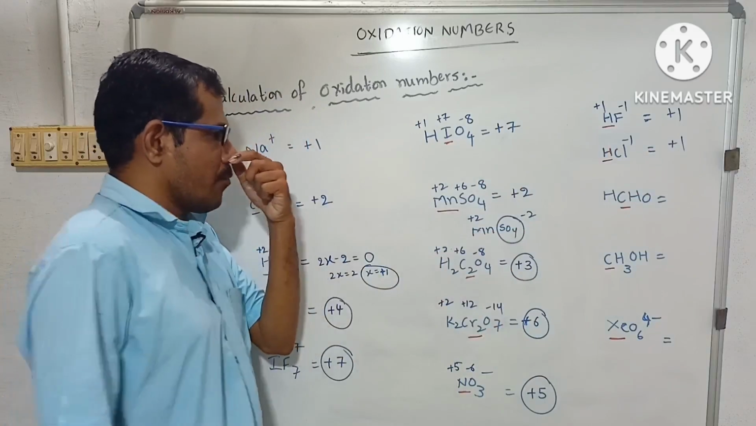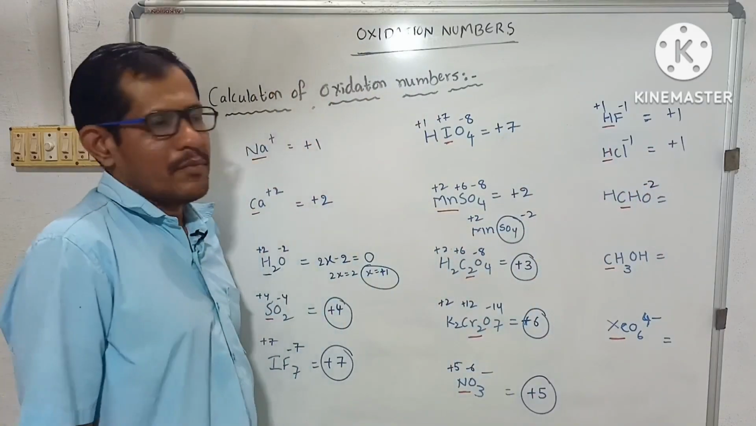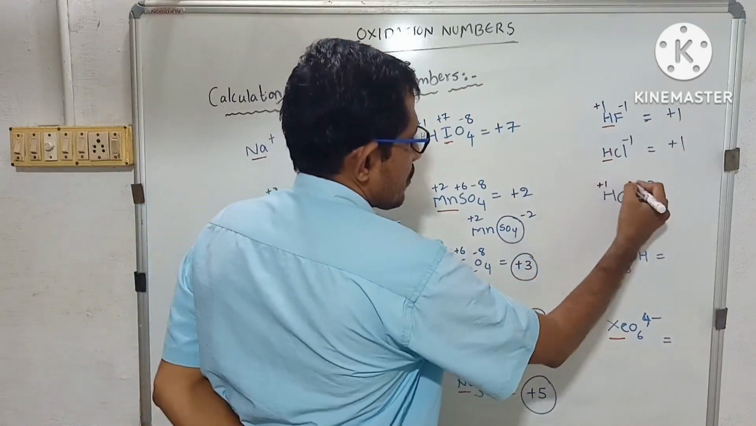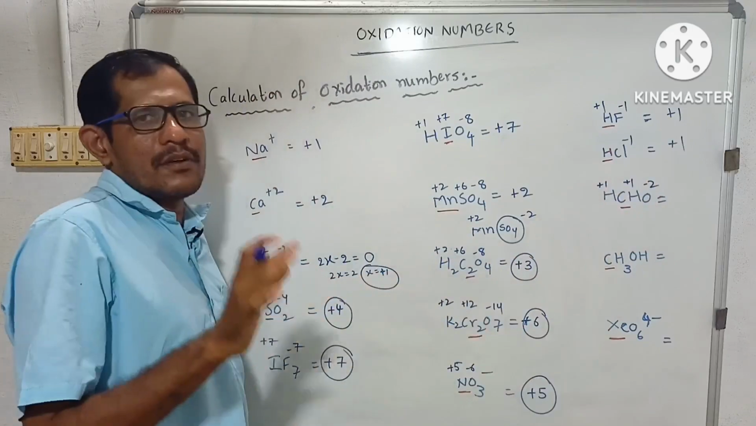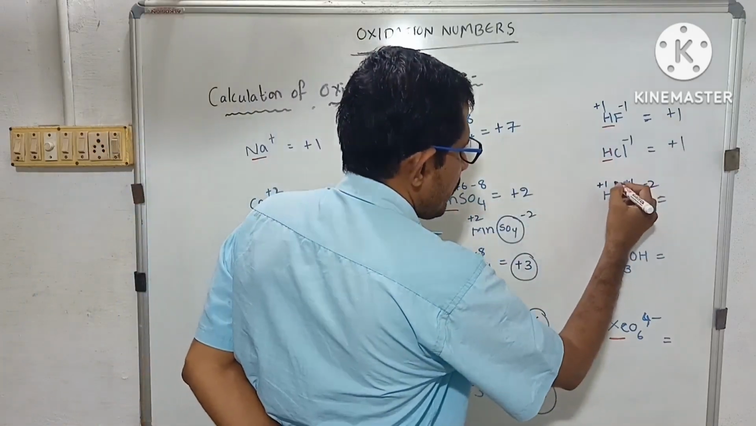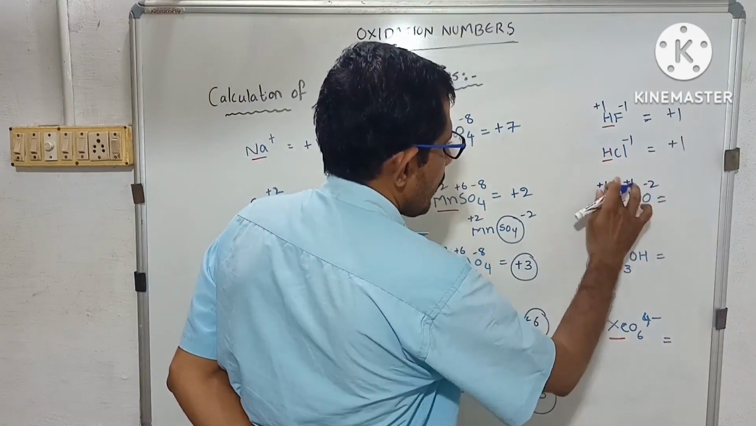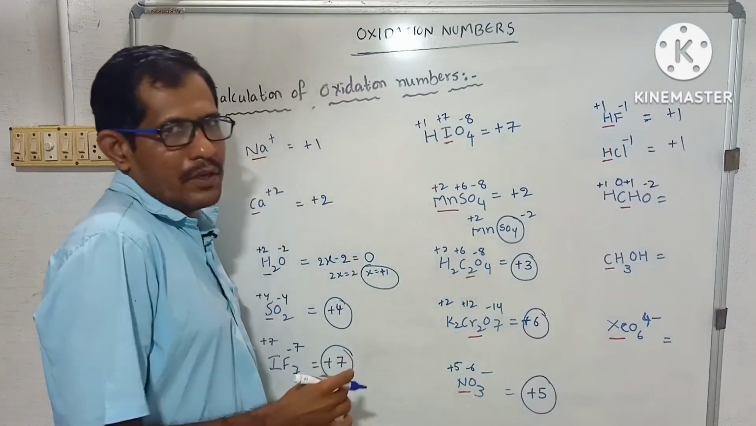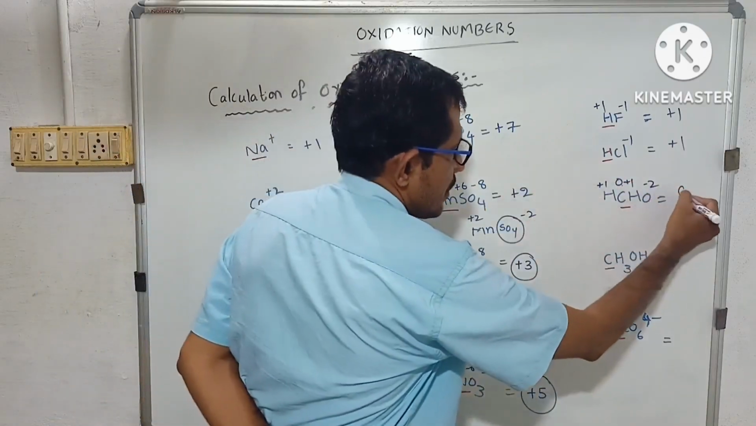So HCHO, I need to find first oxygen, it is minus 2. Each hydrogen is plus 1 and plus 1. The molecule itself whole is equal to 0. So what we need to put here? If we put plus 2, right? If we put plus 2, no, 0, right? So if you put carbon 0, see, plus 2 minus 2 will become 0. So the carbon oxidation state is 0.